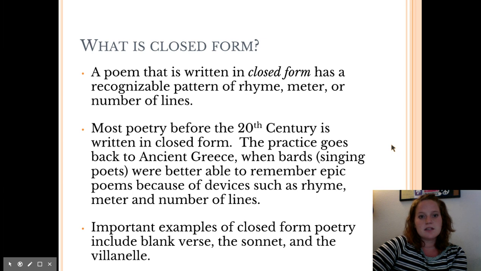A poem that's written in closed form has a recognizable pattern of rhyme, meter, and number of lines. Most of the poetry written before the 20th century is written in closed form. This is because, as we go back to ancient Greece, bards, or people who would sing poetry, were better able to remember epic poems, the really long oral histories, because the devices such as rhyme, meter, and number of lines were consistent. Some important examples of closed form poetry include blank verse, sonnets, and villanelles.